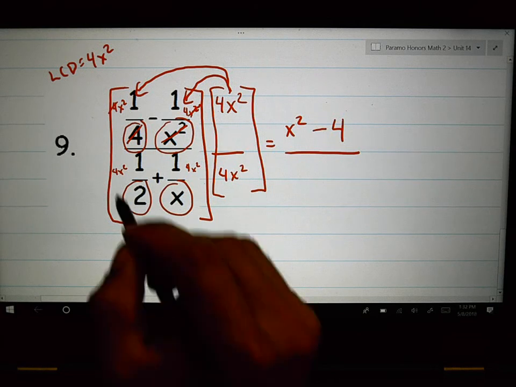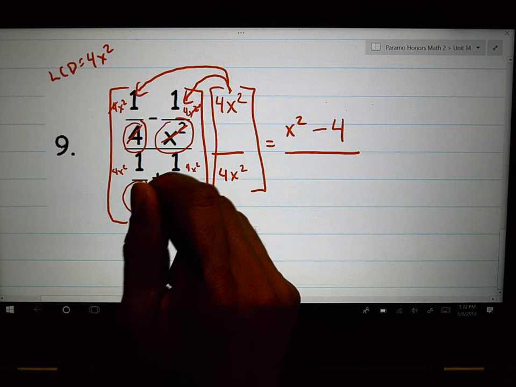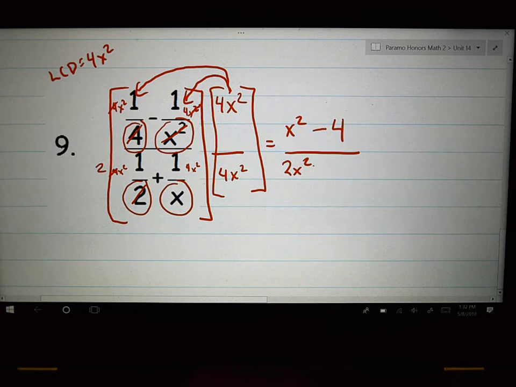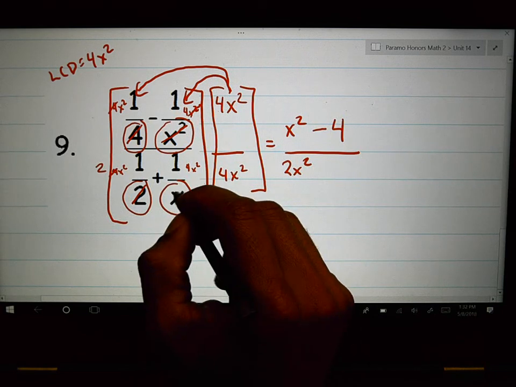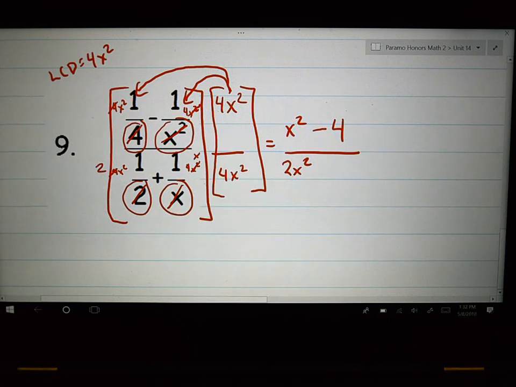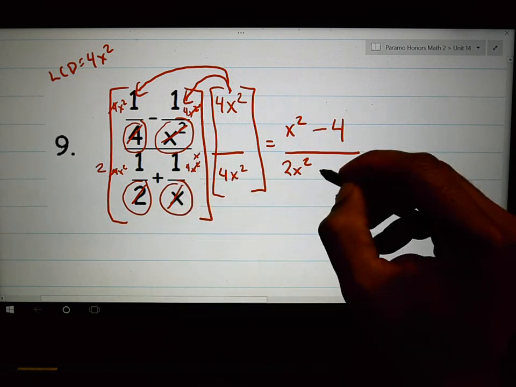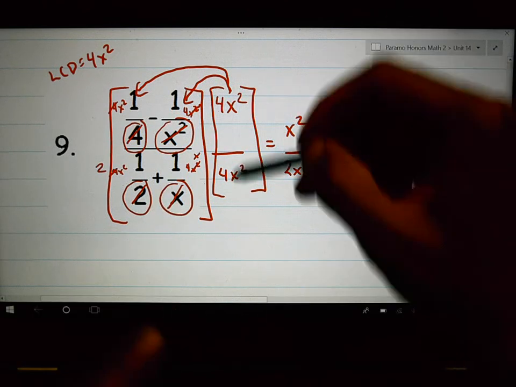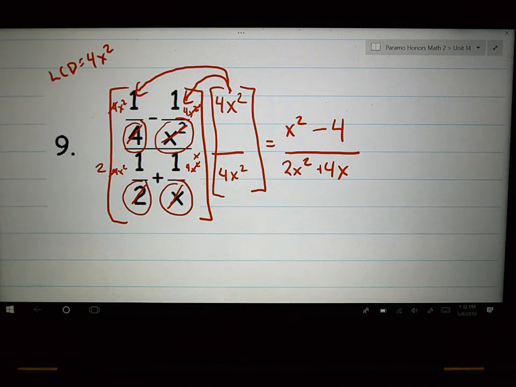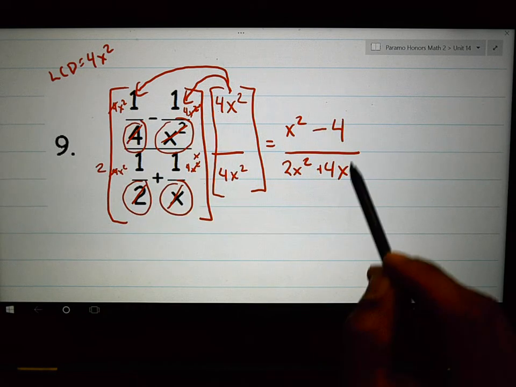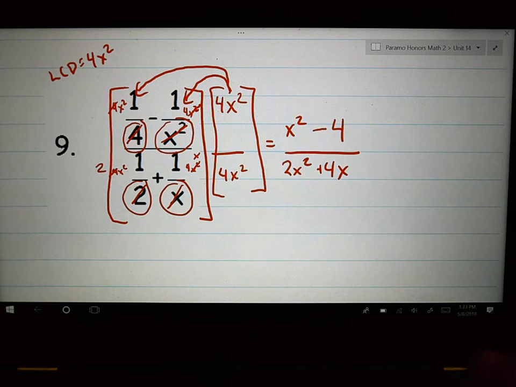Your denominator, 2 goes into 4 2 times. You're left with 2x squared. X goes into x squared x times. You're left with 1 times 4x, which is plus 4x. When you multiply by the correct LCD or LCM, whatever you want to call it, this will always get rid of all the little denominators. And now you're in the spot where you can simplify it using what you've done before.